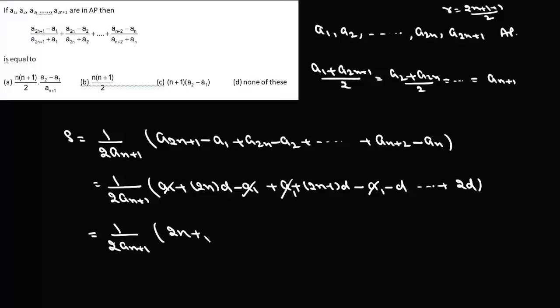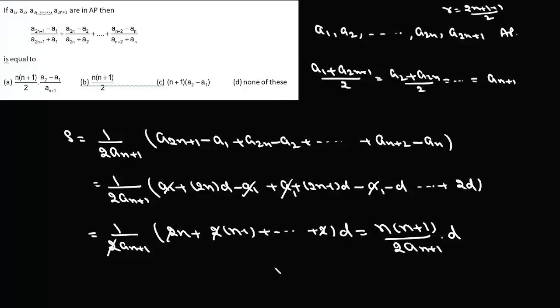This is 2n, this is 2n minus 1, and it goes all the way up to 2 into the common difference d. Now we can cancel this 2. Now this is nothing but the sum of the first n natural numbers. So it is n plus 1 by 2 A n plus 1 into d, where d is the common difference. So we can write this as n plus 1 by 2 A n plus 1 into A2 minus A1. And that's your option A.